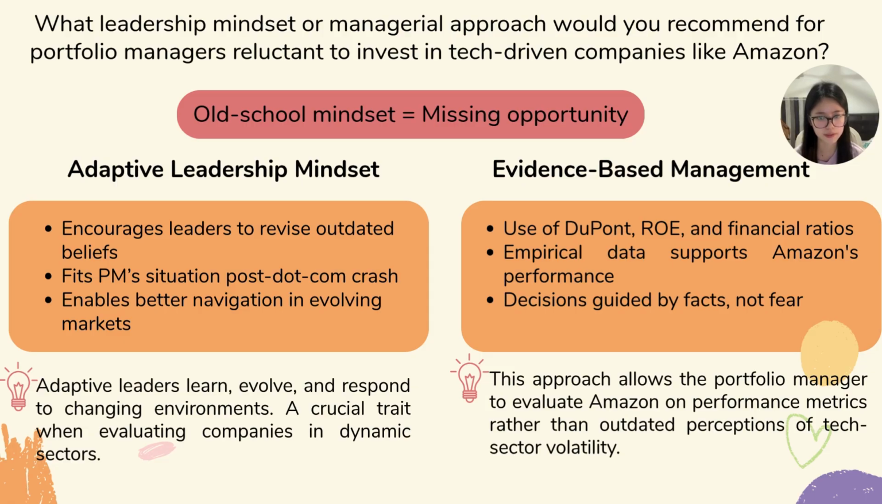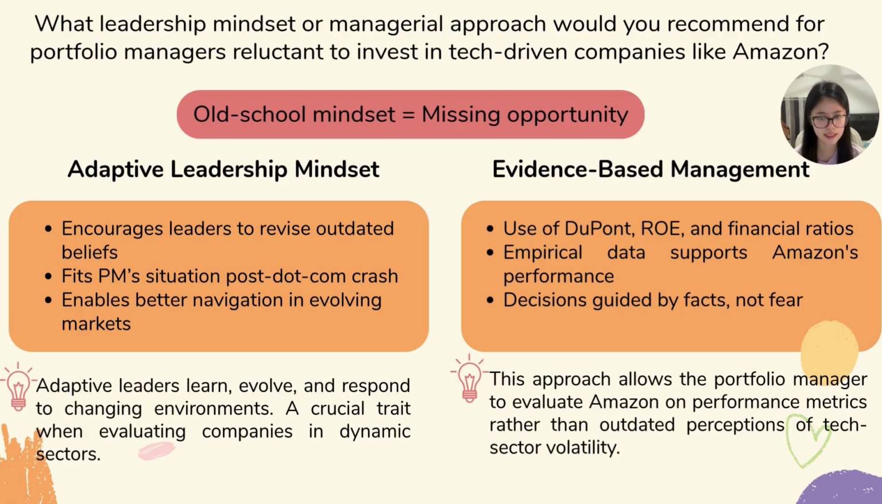To solve this problem, we need more than data. We need to change how the manager sees the world. This is where adaptive leadership helps. It's about being open to change and learning from new situations. The manager needs to understand that today tech companies like Amazon are not the same as those from 20 years ago. They are stronger, more stable, and more important to how the world works.